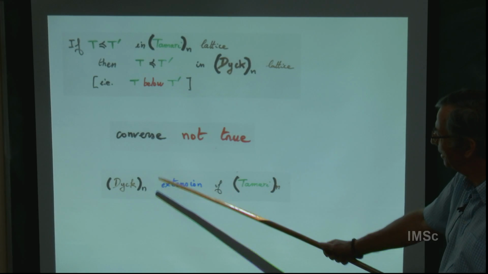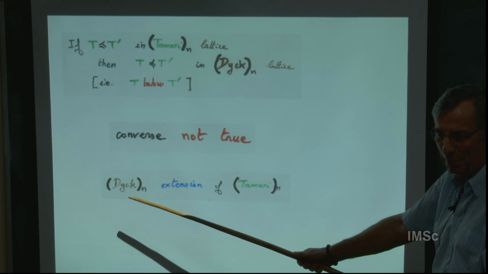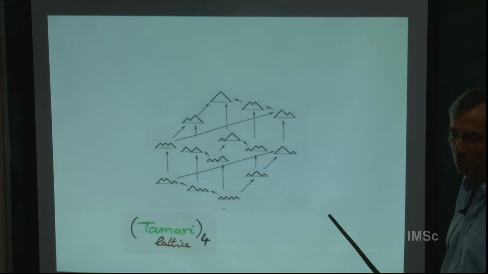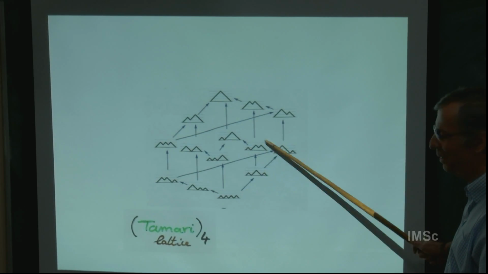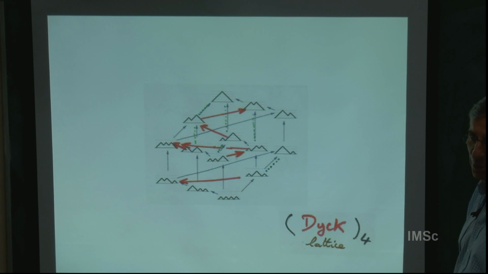So Tamari lattice is in Dyck paths. For the order of a Dyck path, if it is below another one, it's an extension of the Tamari lattice. But the converse is not true. This is the Tamari lattice in terms of Dyck paths, and this is a Dyck lattice. There are more relations in red in the Dyck lattice than in the Tamari lattice.